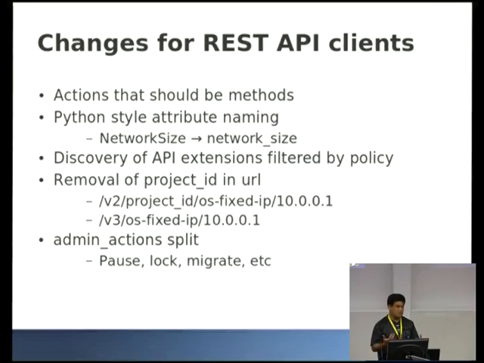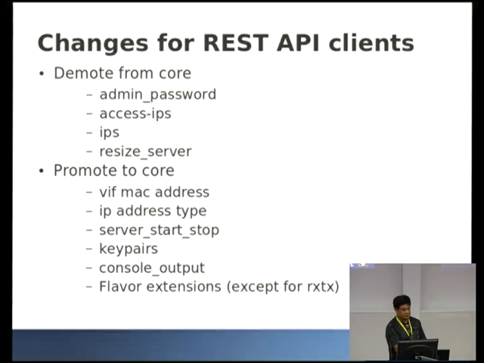And there's things like admin actions has been split. It held a bunch of miscellaneous admin functionality like pause and lock and those kind of things. To make it easier for deployers to only enable a subset of those things, we're splitting it into different extensions. So these are the main things. I'm not sure if I've covered everything here that's been demoted from core: admin password, access IPs, there's a bunch of few things which aren't really needed in core, and a bunch of things which have been promoted as well. This is still in flux a little bit. It'll probably be nailed down in the next month or so.